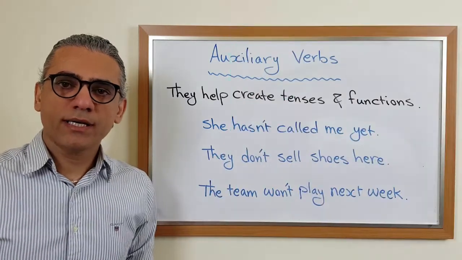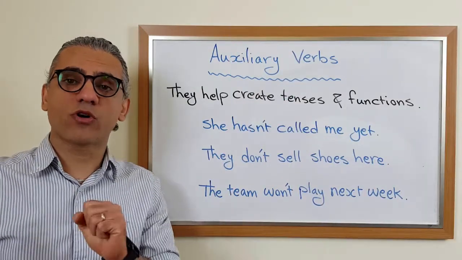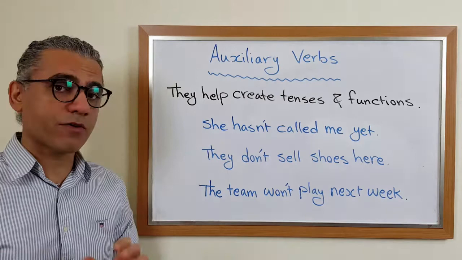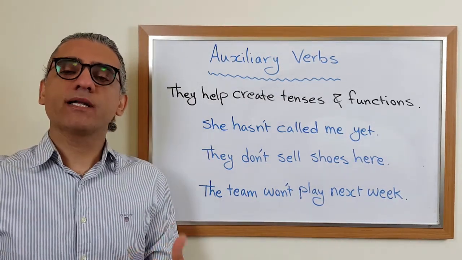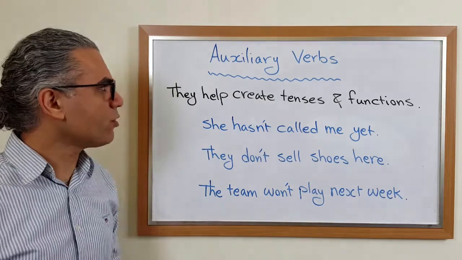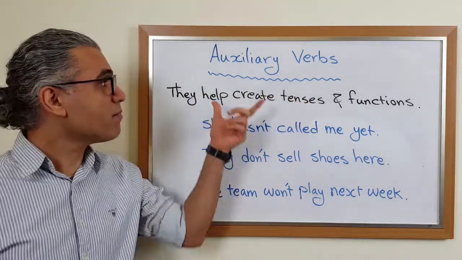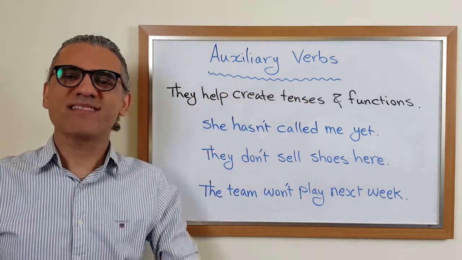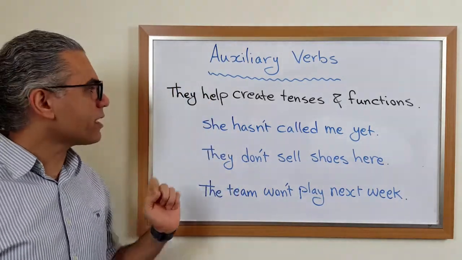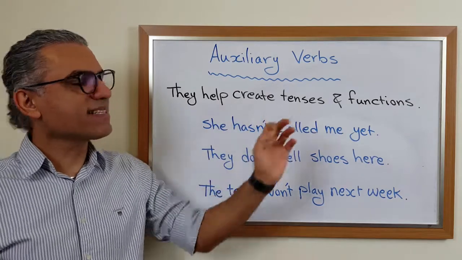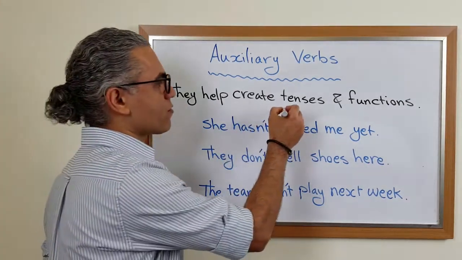Hello everyone. Today we are talking about auxiliary verbs, a very important topic in English grammar. Let's see what an auxiliary verb is. Look, auxiliary verb, the meaning of auxiliary means helping. So the auxiliary verbs we have in English, they help create tenses and functions.